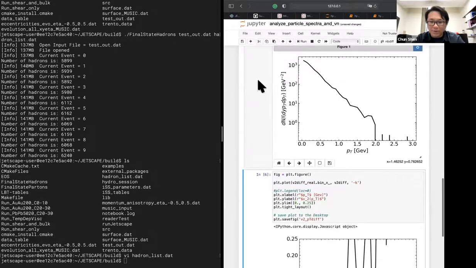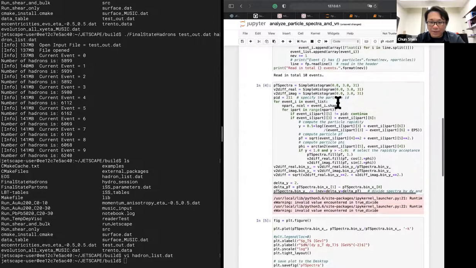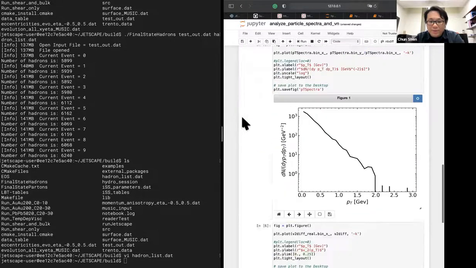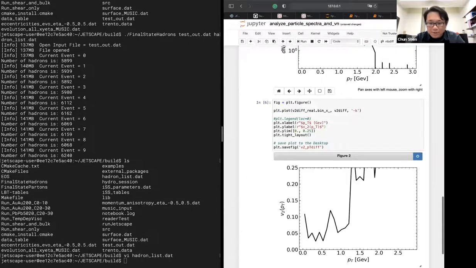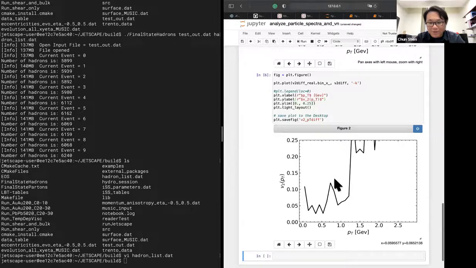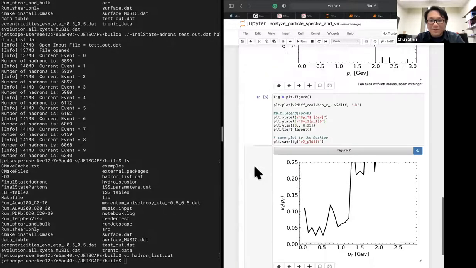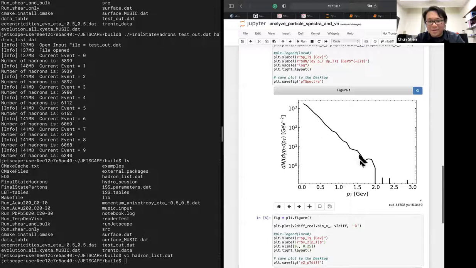So this will be how the spectra look for pi plus. Here we only collect PID equals 211, which is pi plus, for this histogram. Then we can also look at the differential v2 in these 10 runs. You can see that this v2 is very jaggy and not quite stable yet. This is because we only ran 10 events for these simulations. This clearly requires a lot more statistics, much more than 10 events, to get a smoother shape of v2 as a function of pT. But even with only 10 events, you can see that the pi plus spectrum still looks pretty good on the logarithmic scale, at least at low pT, where the majority of the particles sit.